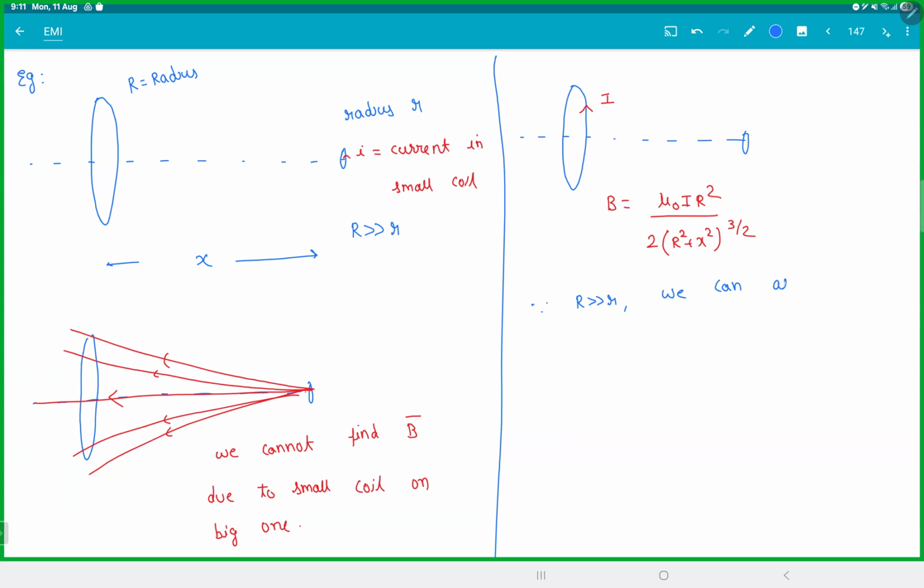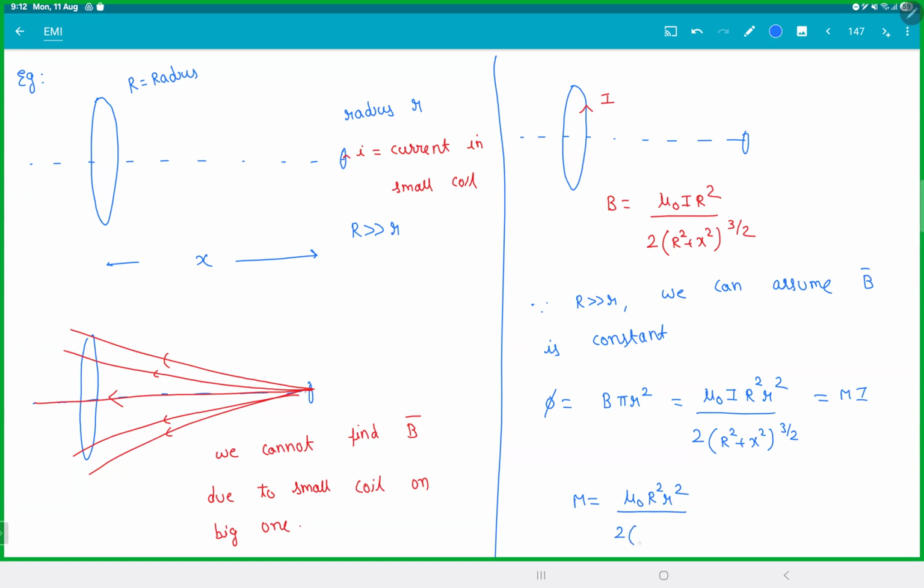We can assume B bar is constant. And then we'll say flux is equal to BA, which is mu naught I r square, small r square, by 2 into R square. Perfect. This is equal to Mi. I gets cancelled, you get the mutual inductance. So the mutual inductance depends only on the distance between them and the geometrical shapes and everything. Clear with this?